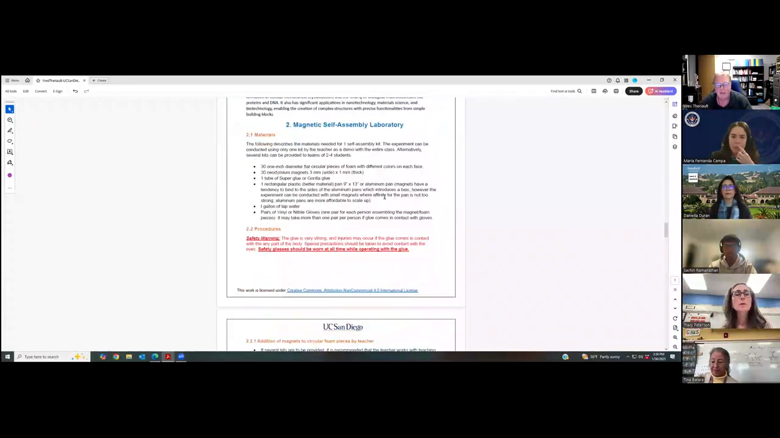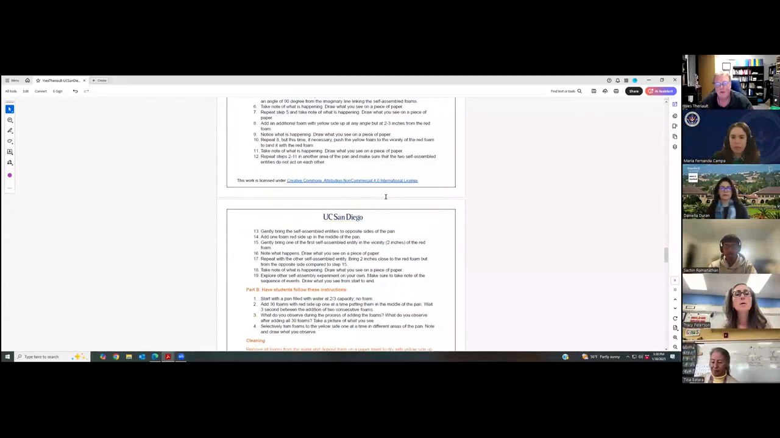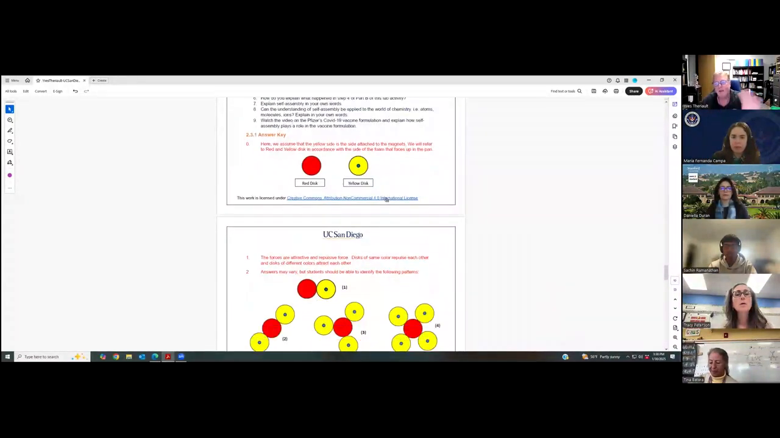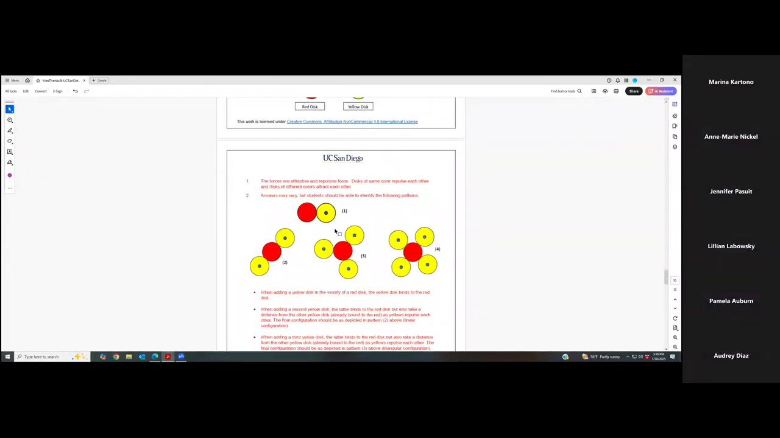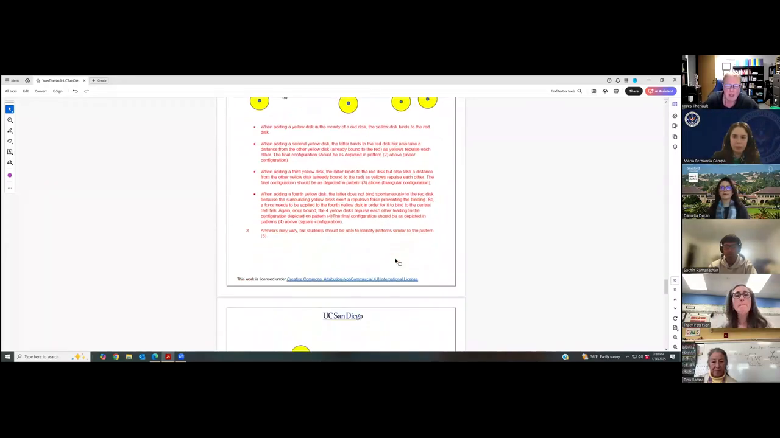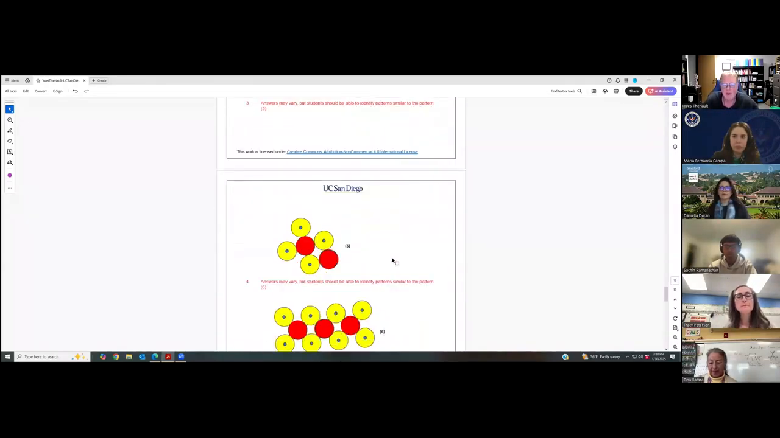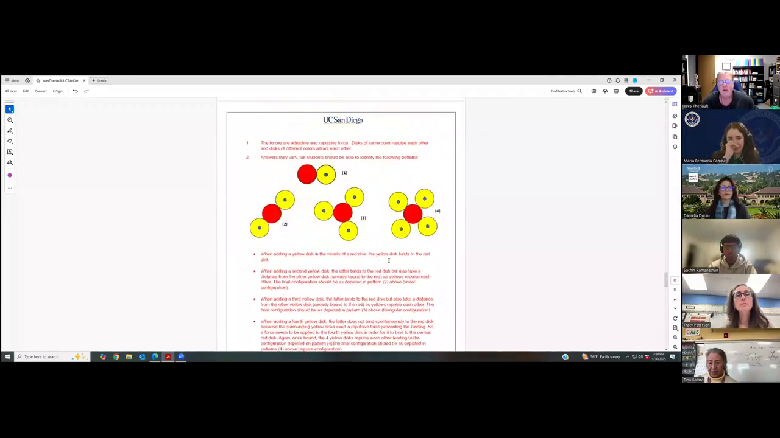This is the magnetic self-assembly part. You have exactly everything that you need to do. And there are some diagrams here. As you can see, this is the magnet here. So you basically form patterns. And I will go through these patterns and explain why you get these patterns spontaneously, the rearrangement. And then you have some questions, and the answer key is provided as well, okay? So that will be the first part.